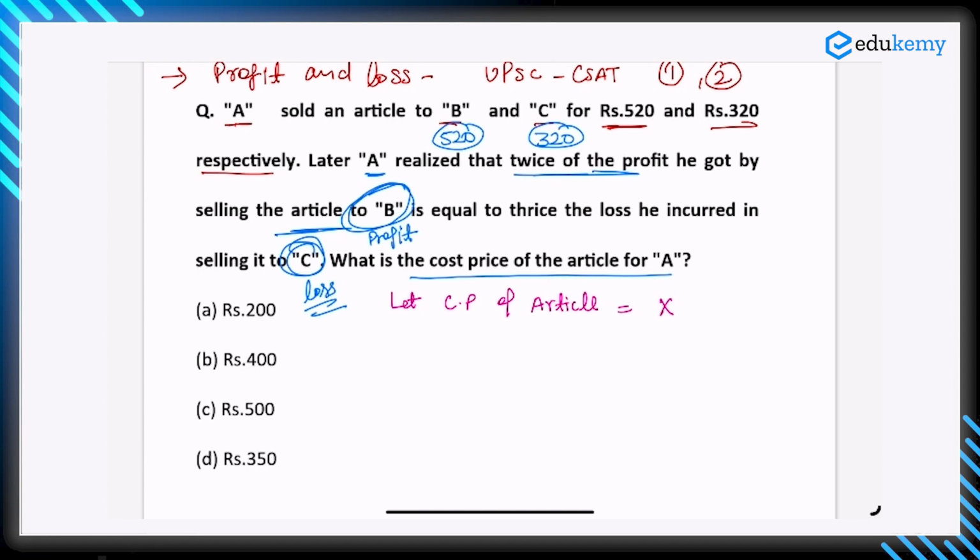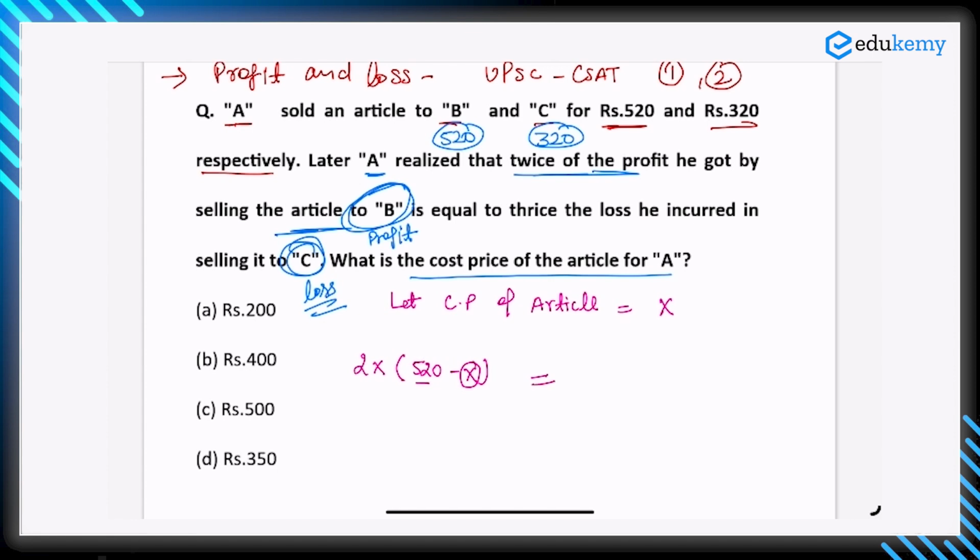Now let's come to the condition here. The condition is saying A realized that twice the profit. The twice of the profit means, 520 is the selling price for A to B. He is making a profit, meaning the selling price is more than the cost price. Selling price is more than the cost price. So X is the cost price and 520 is the selling price. This is the first equation they are saying.